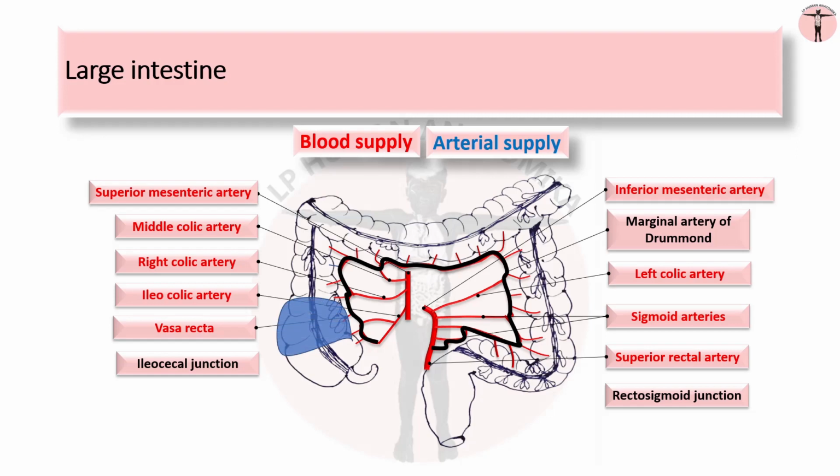Ileocolic supplies the lower smaller part of the ascending colon. Right colic supplies the larger part of the ascending colon. Middle colic supplies the right 2/3 of the transverse colon. Left colic artery supplies the left 1/3 of the transverse colon and the descending colon. Sigmoidal arteries supply the sigmoid colon, and the superior rectal, through its branch, supplies the sigmoid colon and the rectum.